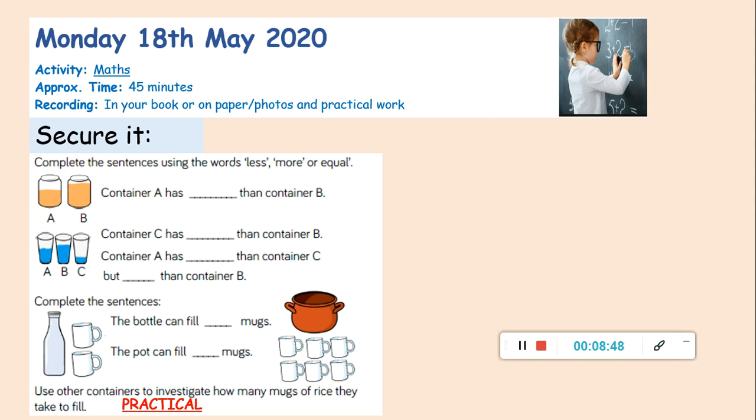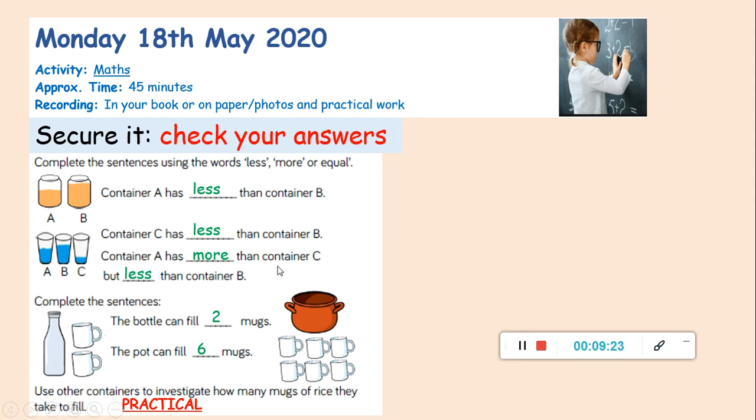Okay, so completing the sentences using the words less, more or equal. So if we look, container A has less than container B. We can see B is almost full, A is just over halfway. So the word that you needed for that was less. Container C has something than container B. So here's container C and here's container B. So container C has less than container B. Container A has something than container C, but something than container B.